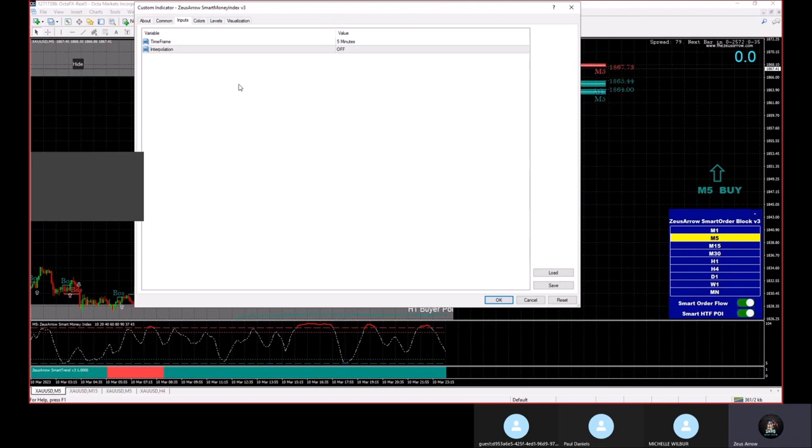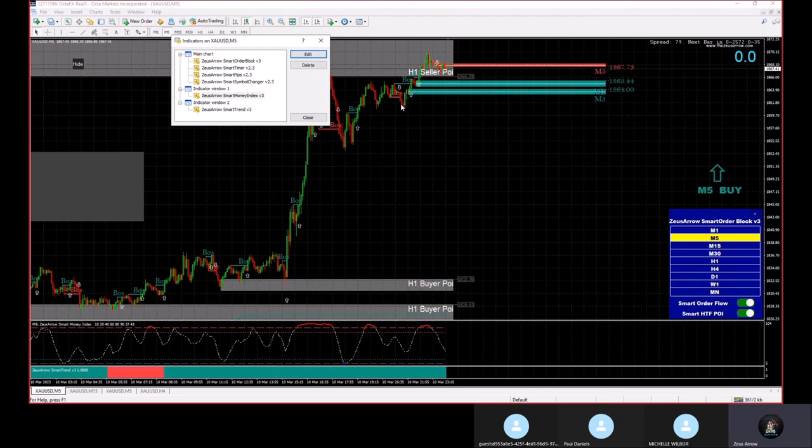On the smart money index, the time frame should be switched to 5 minutes. That's all. And again, it is default if you apply the template, the one I just shared on the group. If you find any difference, use that one.